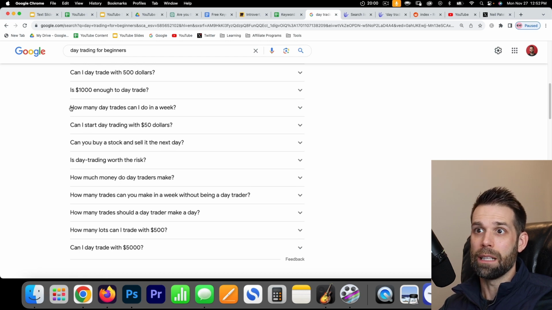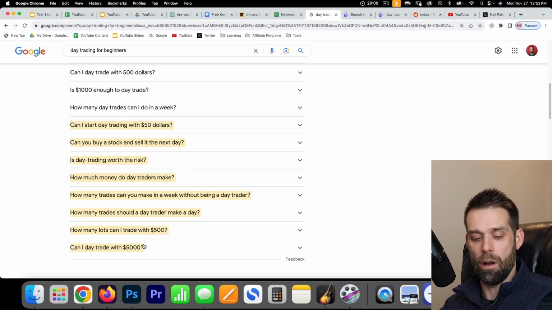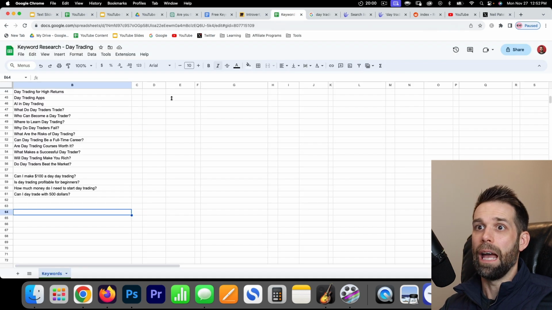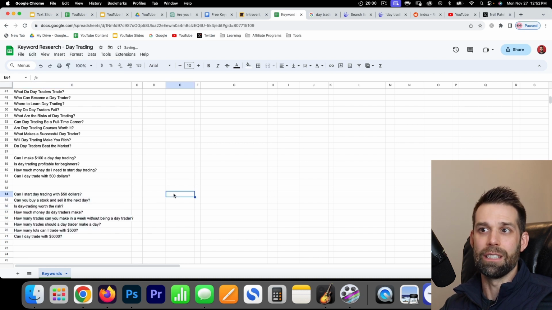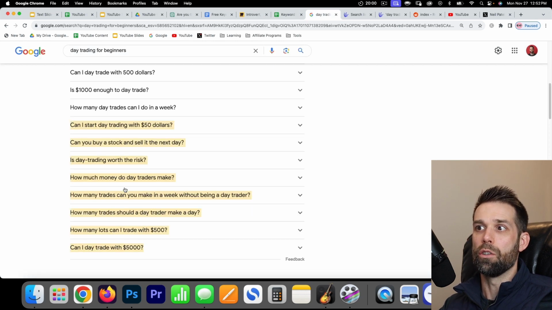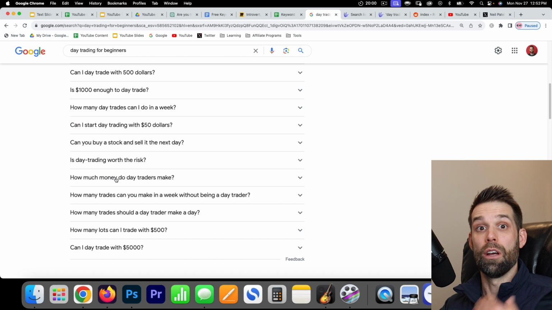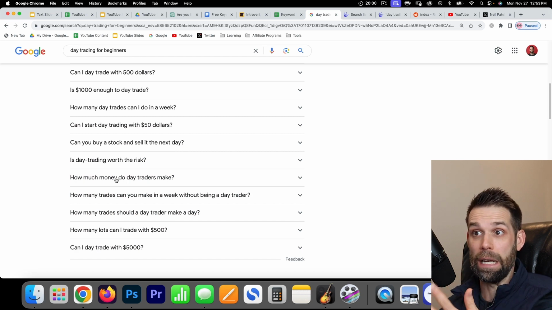So basically what you can do is copy all of these and paste them into your spreadsheet, and then go through them and just delete them if they don't make sense, or if some of them are really good, then you can highlight them and so on. So Google is going to give you a lot of good keyword research results for free, and you can just play around with doing some of these.